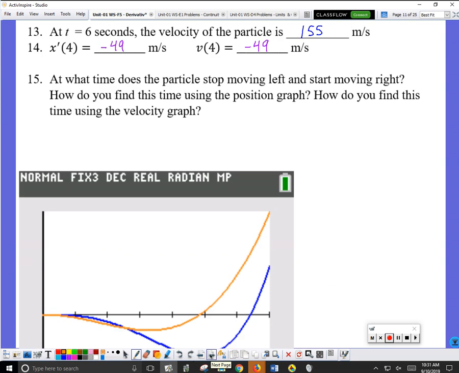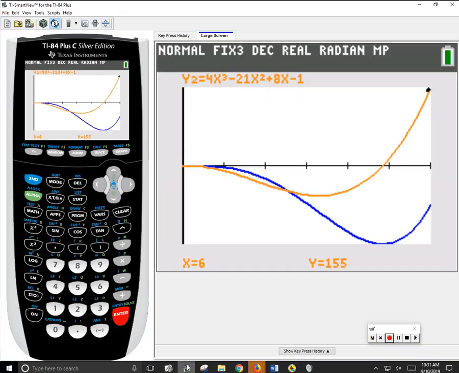Okay, just some notation here. So at time equals 6 seconds, velocity is also 155. It's the same thing. At time 4 seconds, remember x prime, it's in the worksheet. That means the tangent slope of the position at time 4. So I just use that calculator again. Go back to the main screen.